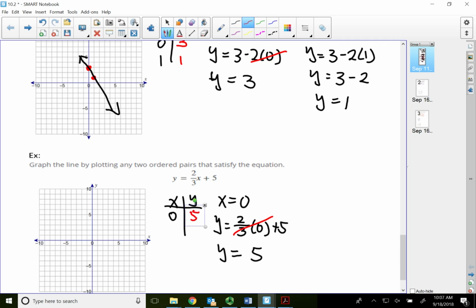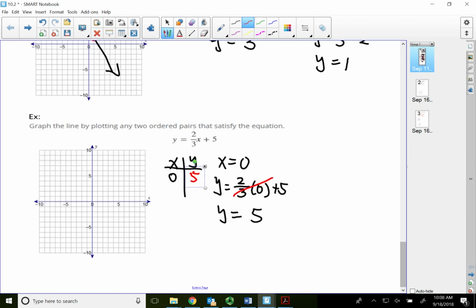All right, what's the next number I can pick for x? Let me write this out to show you. If I pick x to be 1, or any number, 1, 2, whatever, and substitute into my equation, it will look like y equals 2 over 3 times 1 plus 5. As you see, 2/3 times 1 is still 2/3, which will still make me end up with a fraction for the y value.